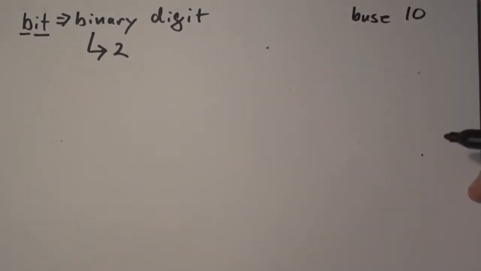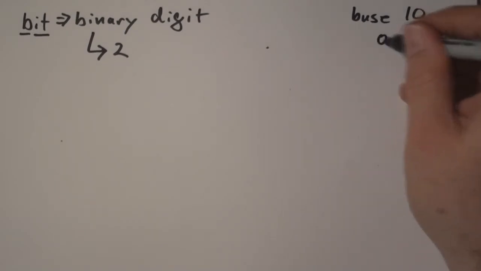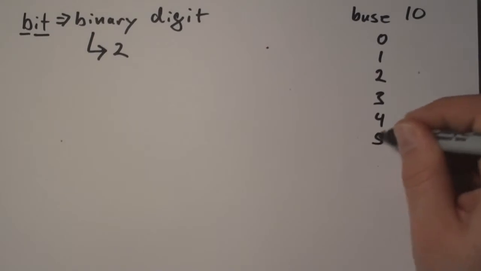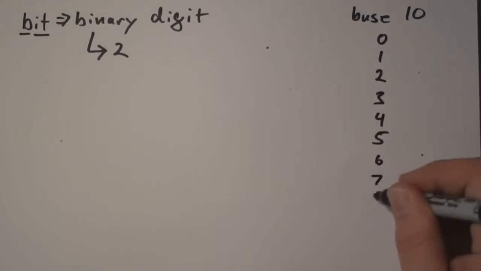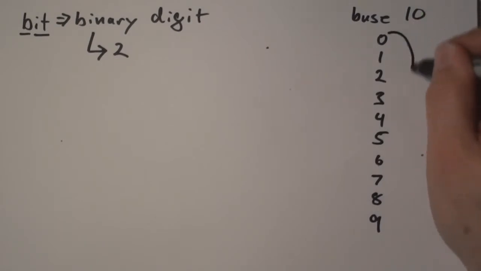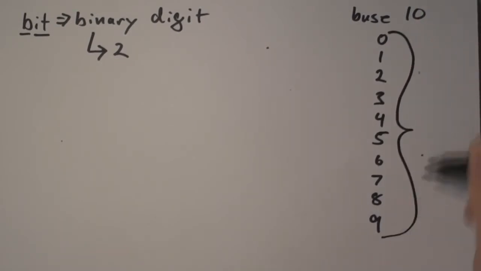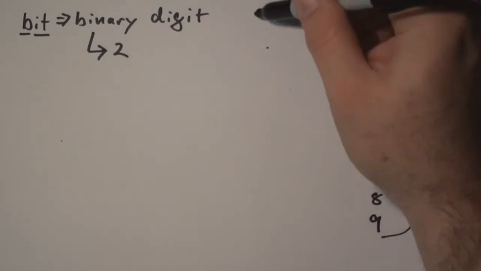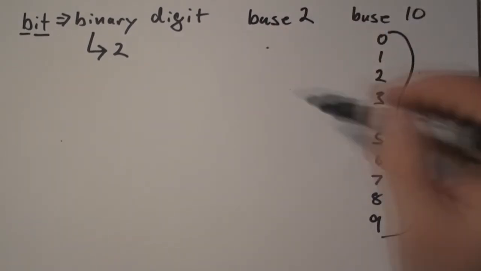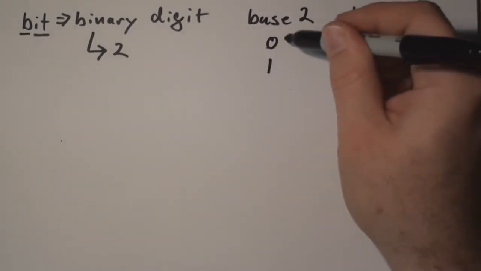And binary is a base 2 system, but we've been using decimal, which is base 10, which has 10 numbers, and you're familiar with those, 0 through 9, 0, 1, 2, 3, 4, 5, 6, 7, 8, 9. There's 10 different numbers, but they start at 0, 0 through 9. And in binary, which is base 2, there's two numbers, 0 and 1.